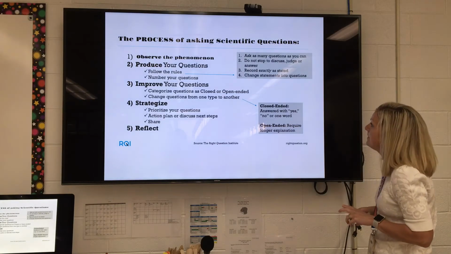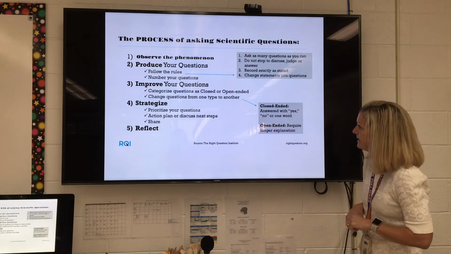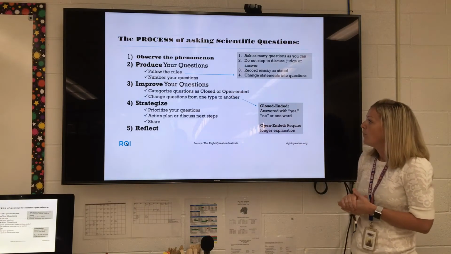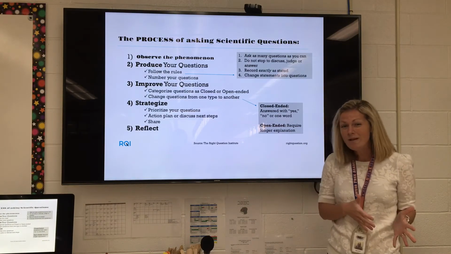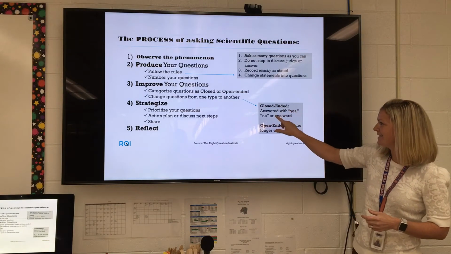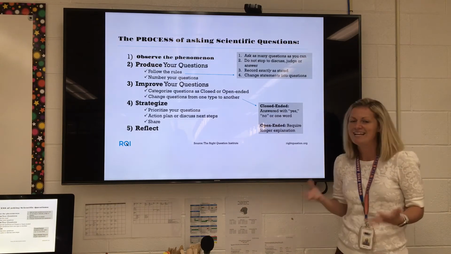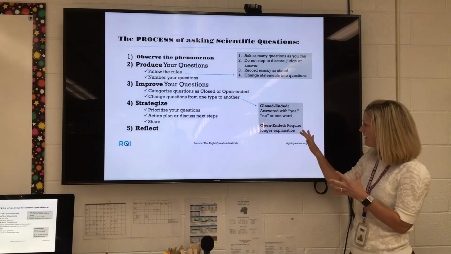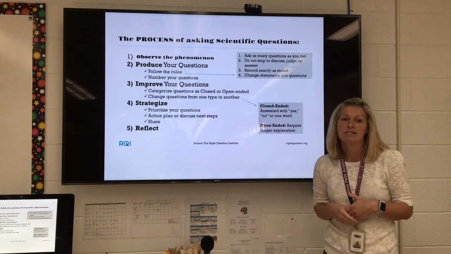Okay? Once we get that process done, and we're just trying to write as many questions as we can, we then want to improve our questions. Now, there's going to be two choices here today with the questions I have made. Are they open-ended or close-ended? Okay? You can see here that close-ended is going to be answered with yes, no, or one word. So they're not really getting us anywhere. We're not going to try and discover an answer. Whereas open-ended, we need that longer explanation. We can do the scientific process with them.